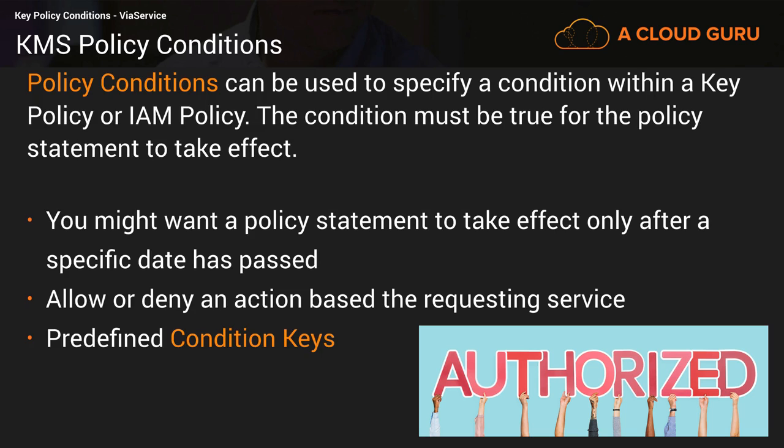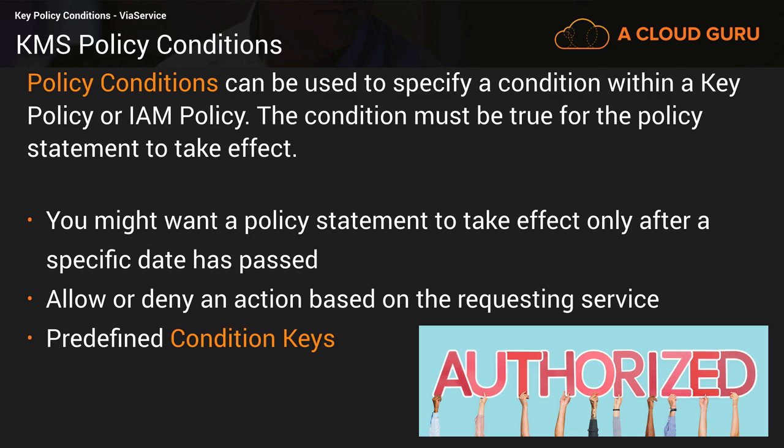Policy conditions can be used to specify a condition within a key policy or an identity access management policy, and the condition must be true for the policy statement to take effect. For example, you might want a policy statement to take effect only after a specific date has passed, or you may want to allow or deny an action based on the requesting service. So, which service requested the action? For example, did the request come from S3, RDS, or Lambda, etc.?